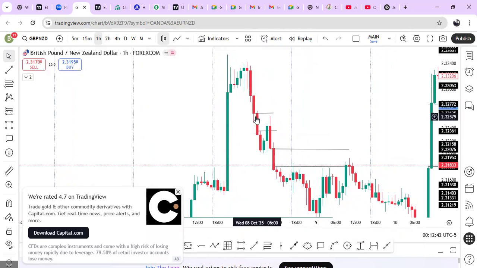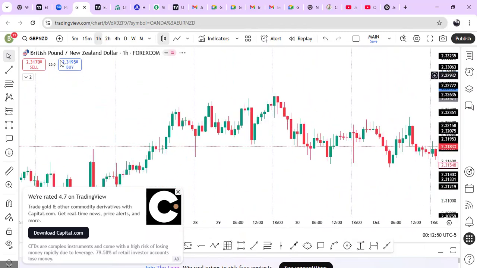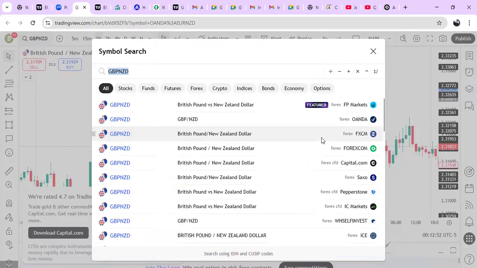You mark these ones low, extend. Mark these ones high, extend. See how market came inside and dropped. So that's your ideal fair value gap.